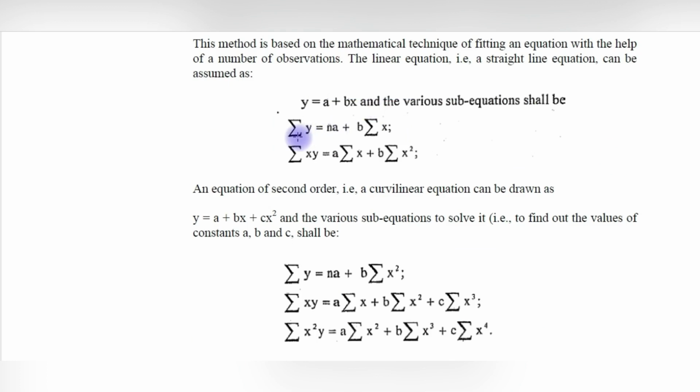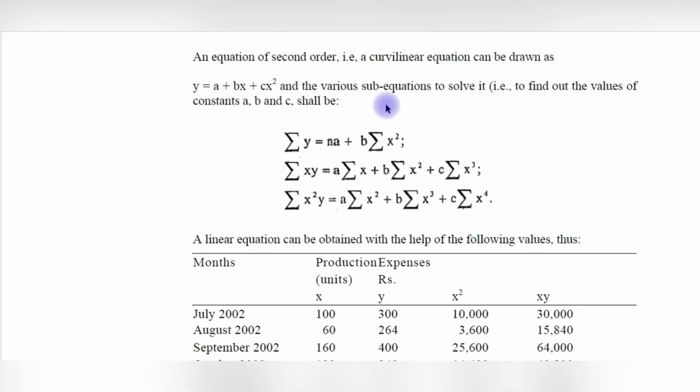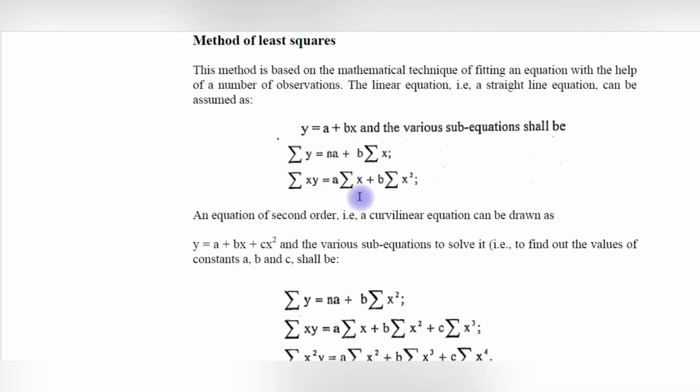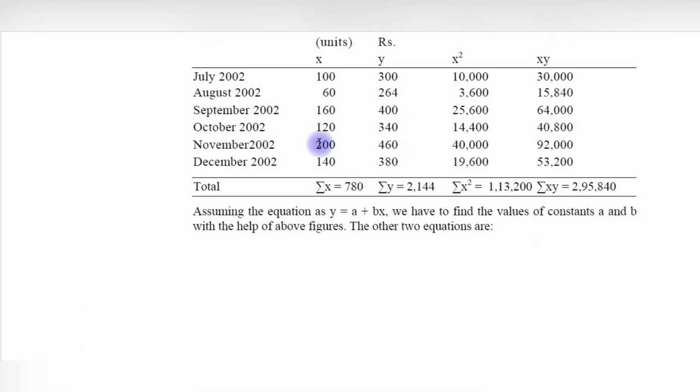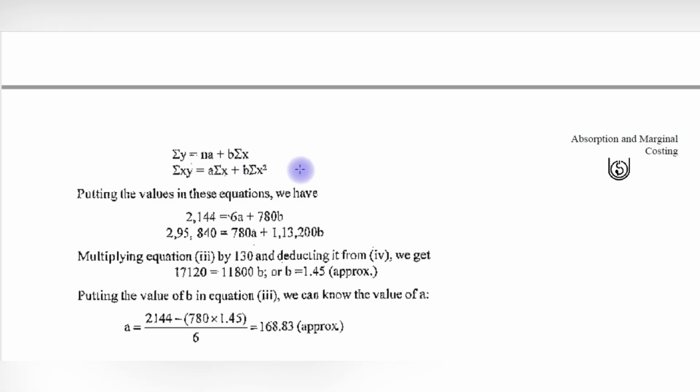y equals a plus bx. Add all the points. We will get sigma y equals na plus b sigma x. Multiply with x. We will get sigma xy equals a sigma x plus b sigma x square. Now we have to find a and b using these two equations. First we have arrived at sigma x, sigma y, sigma x square and sigma xy from the given data, and then we will substitute those values in these two equations.